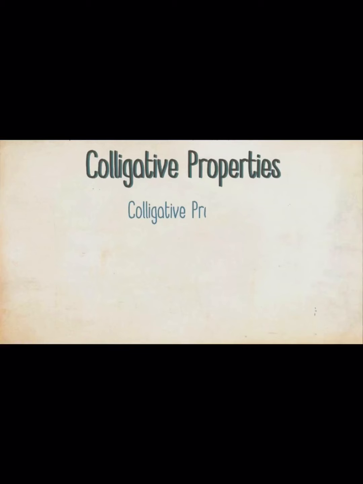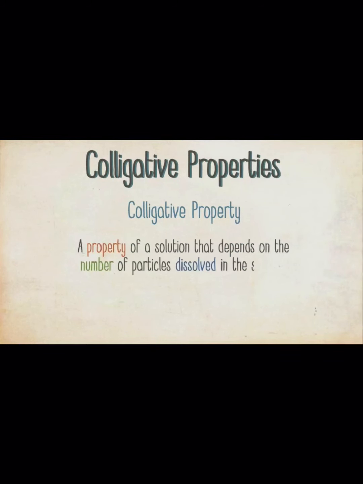Hello and welcome back. In this video, we'll look at a set of properties of solutions known as colligative properties. Colligative properties depend on the number of particles dissolved in solution, not on the type of particle. An example of a colligative property is the lowering of the freezing point of water by a solute such as salt. A salt water solution has a lower freezing point and a higher boiling point than pure water.